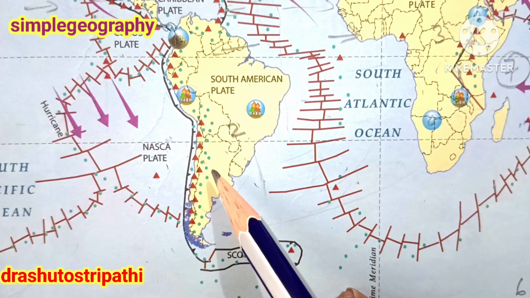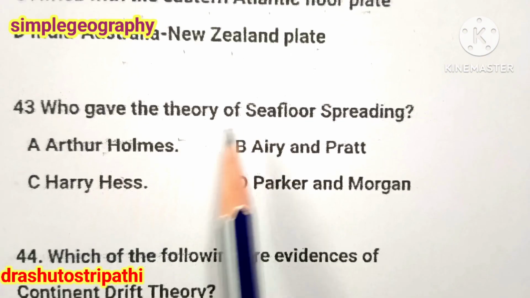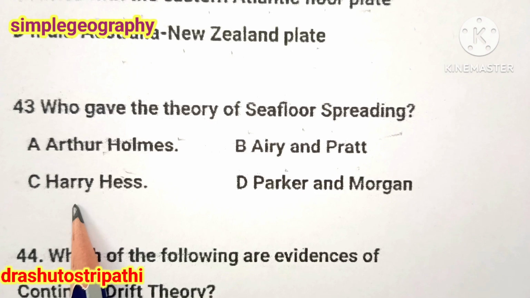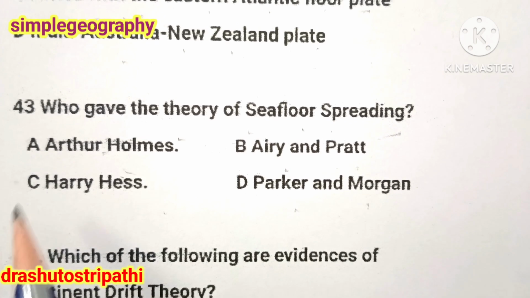Who gave the theory of sea floor spreading? Arthur Holmes, Airy and Pratt, Harry Hess, Parker and Morgan. The answer is Harry Hess.